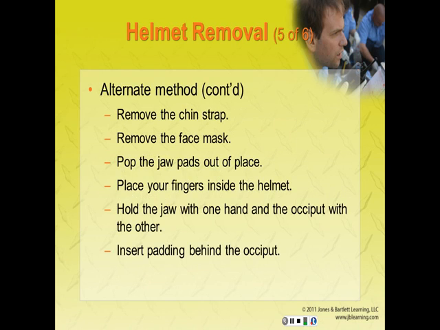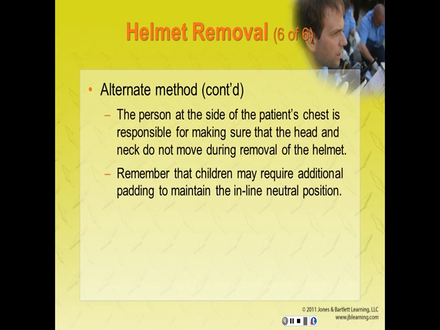The person at the side of the patient controls the head by holding the jaw with one hand and the occiput with the other. Insert padding behind the occiput to prevent extension of the neck. The person at the side of the patient's chest is responsible for making sure that the head and neck do not move during helmet removal. Remember, small children may require additional padding to maintain an inline neutral position.